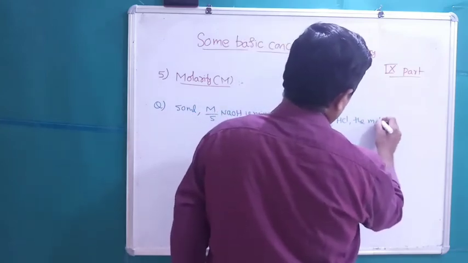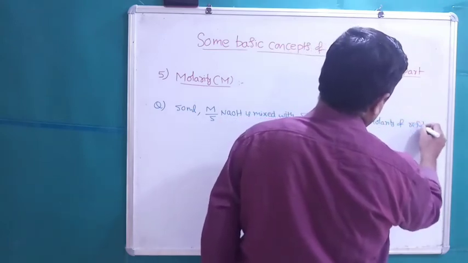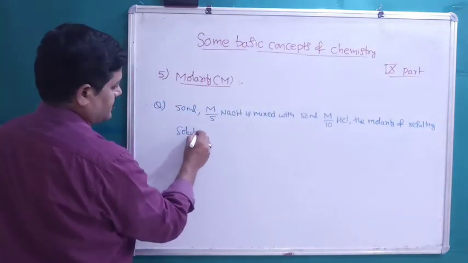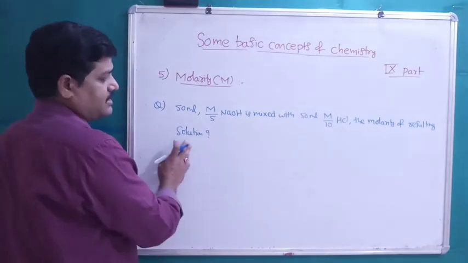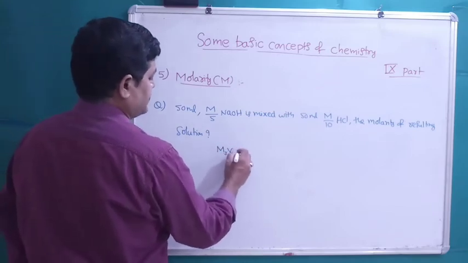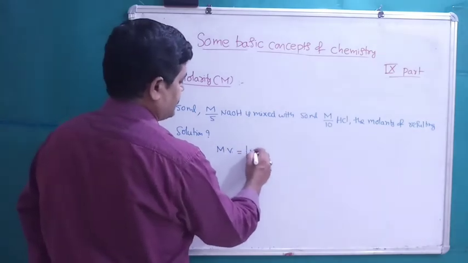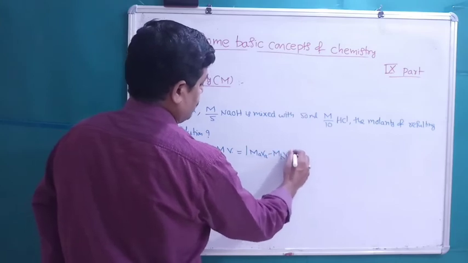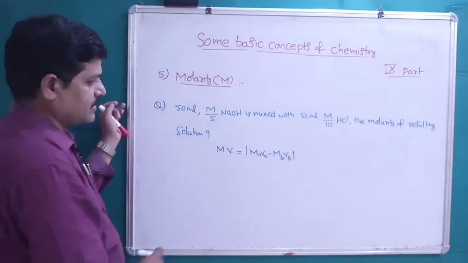The molarity of the resulting solution, how much is it? What is the molarity of the resulting solution? Then we can use the formula M3V3 is equal to, or we can put it as M into V is equal to modulus of MaVa minus MbVb. One is acid, the other one is a base. Neutralization reaction takes place, right?